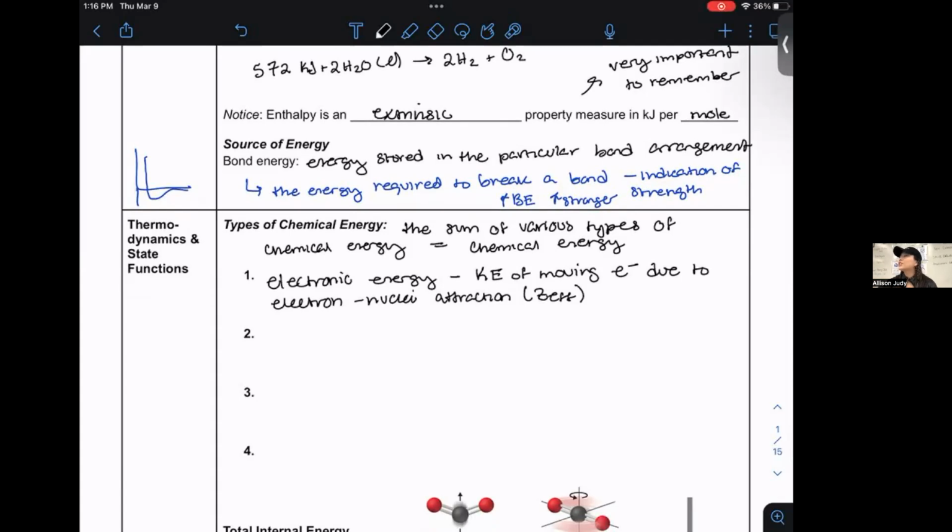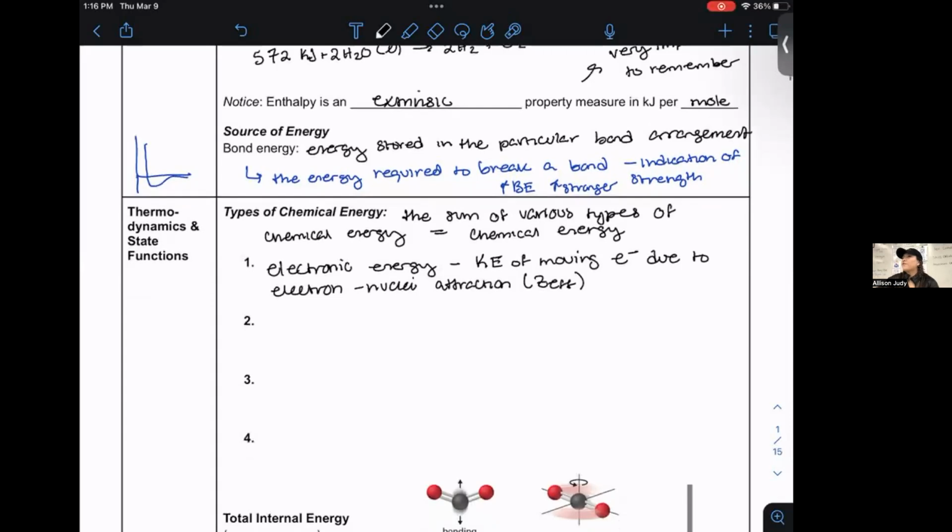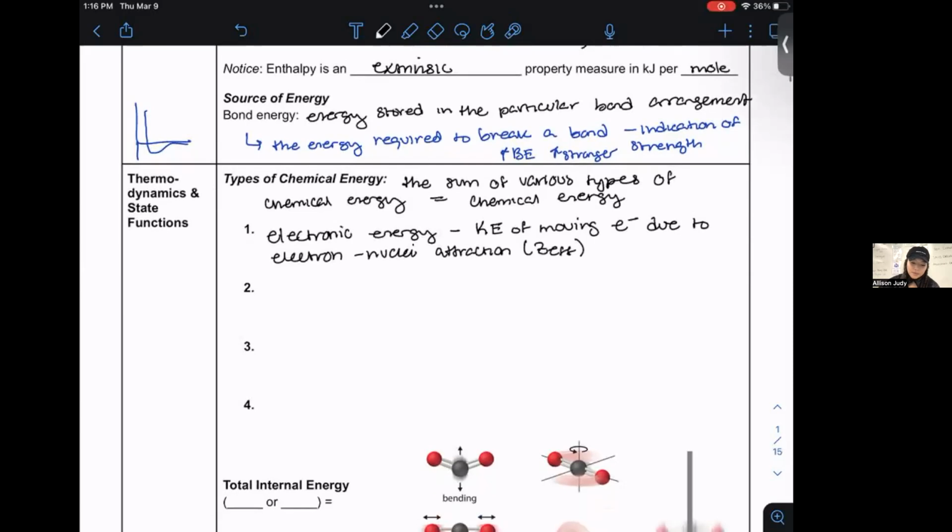Coulombic attraction is general: positive, negative, anything. But nuclear effective charge is the chemistry application of Coulombic attraction. Coulombic attraction can go with anything, physics, all that. They won't count you off, but they like the nuclear effective charge. Okay, the second type of chemical energy is rotational energy. This is all in addition to bond energy, by the way.